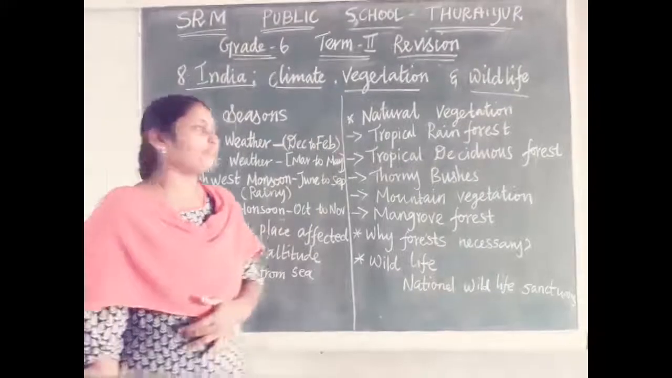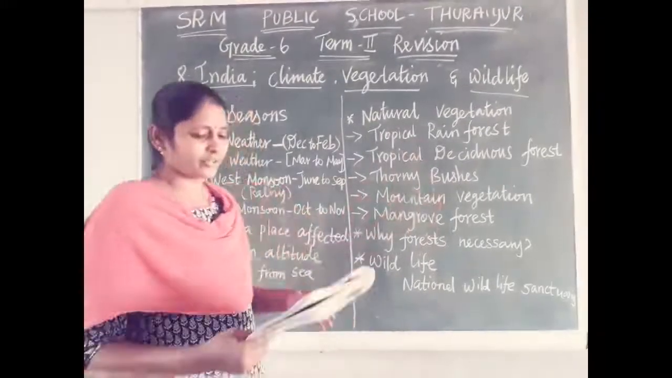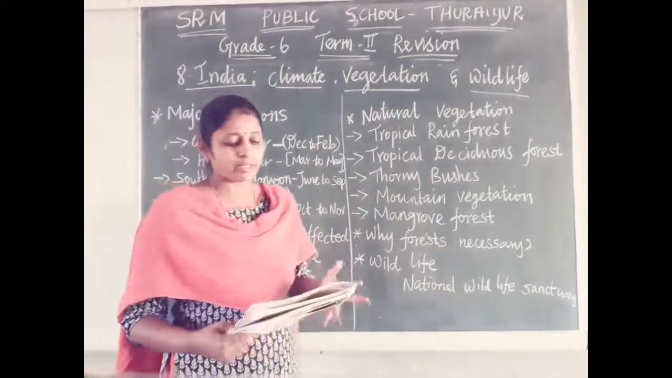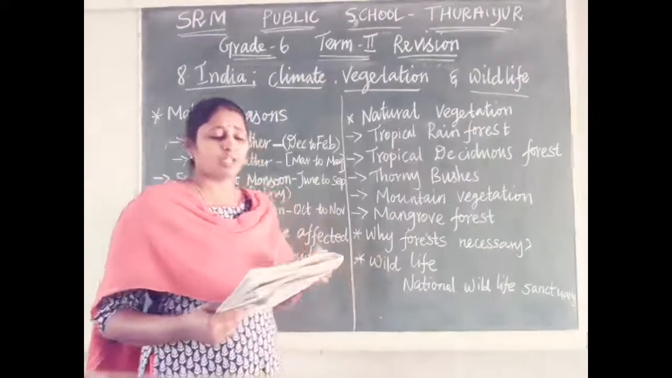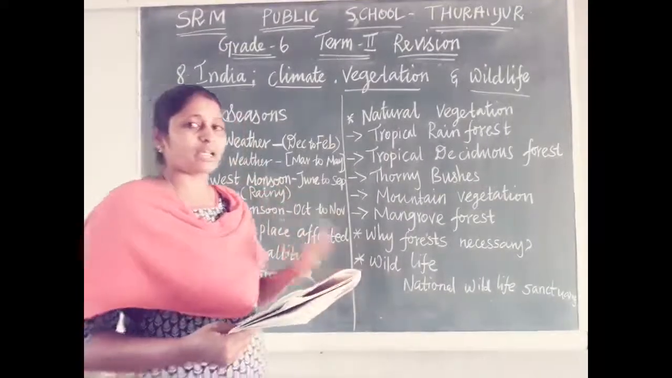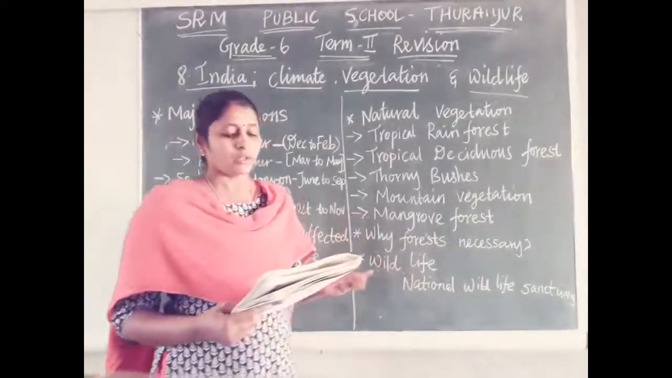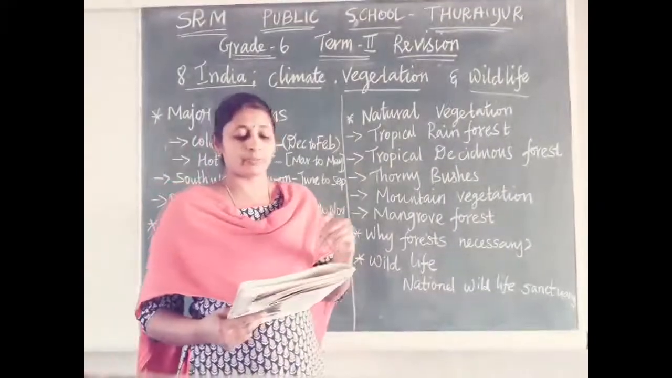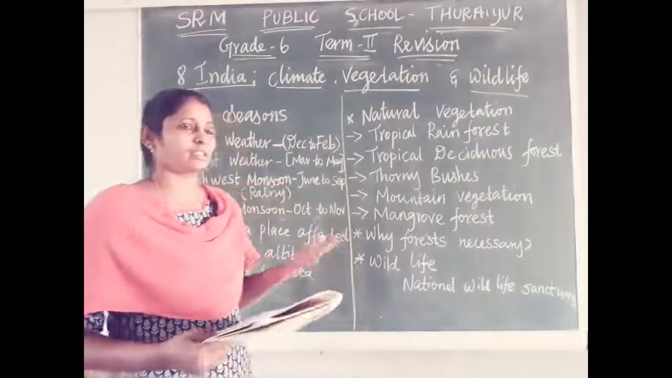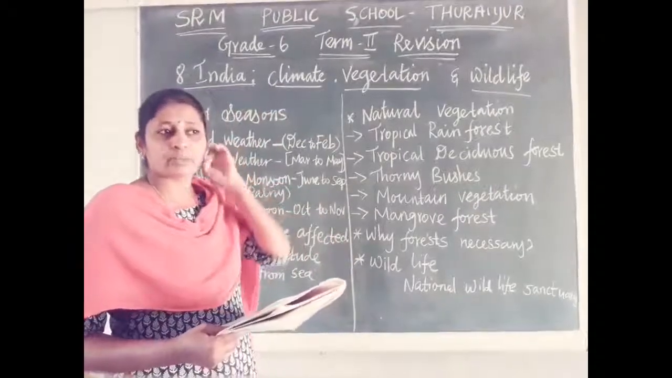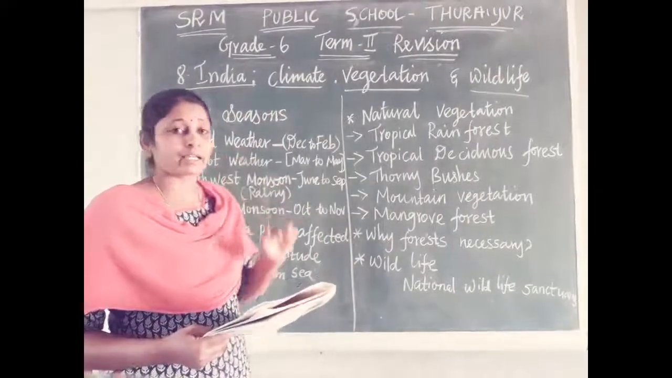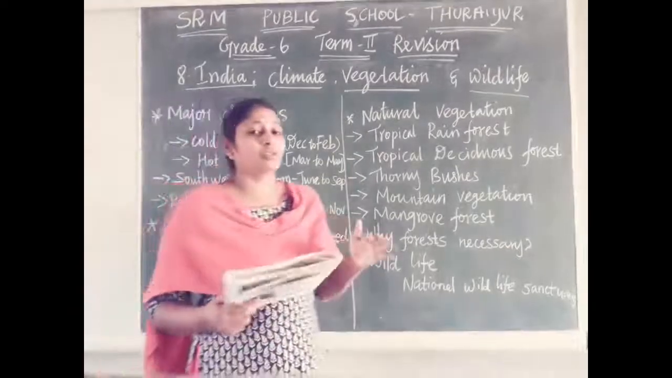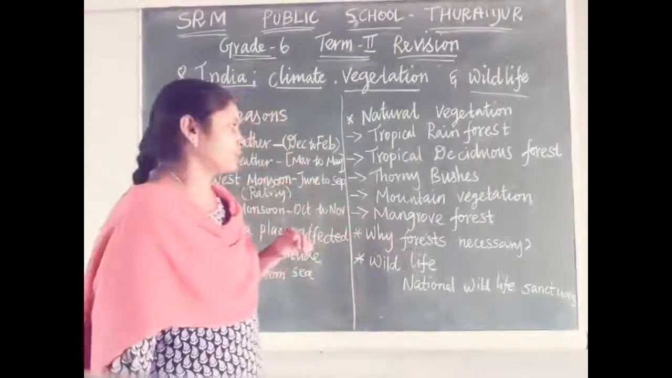In India, where do we have tropical rainforest? Andaman Nicobar Islands and part of the northeastern states like Arunachal Pradesh, Assam, and a narrow strip of the western slope in the Western Ghats side. In Karnataka and Kerala side we have a small amount of tropical rainforest, right?